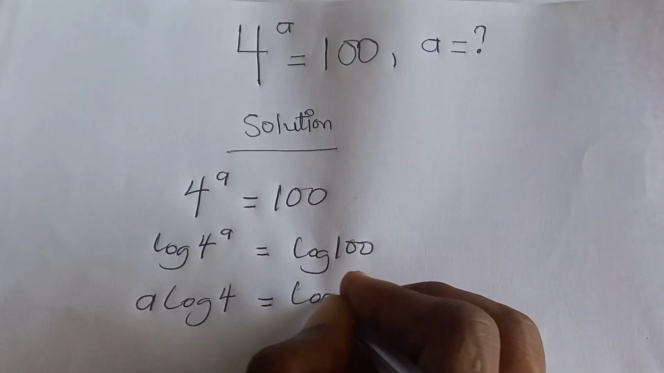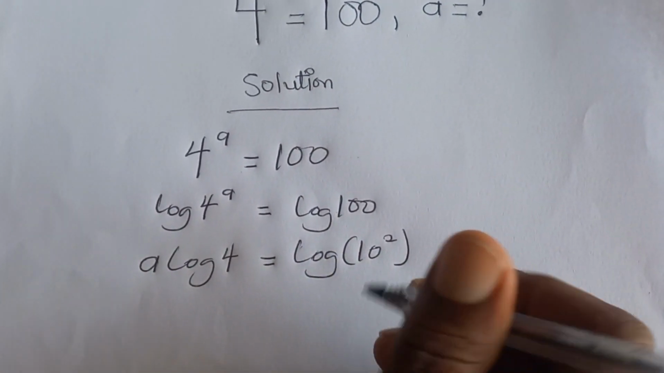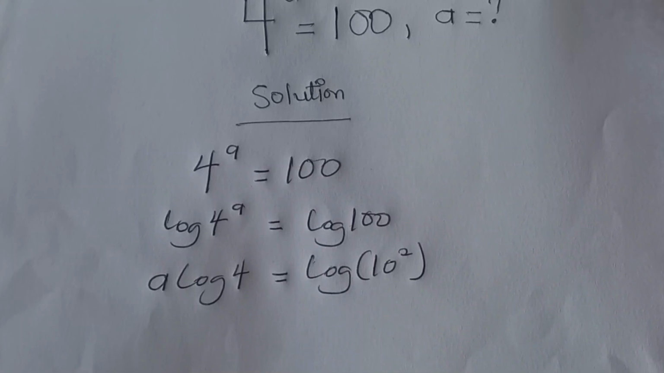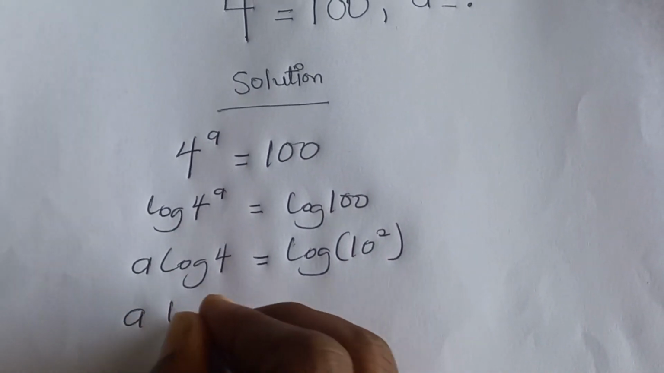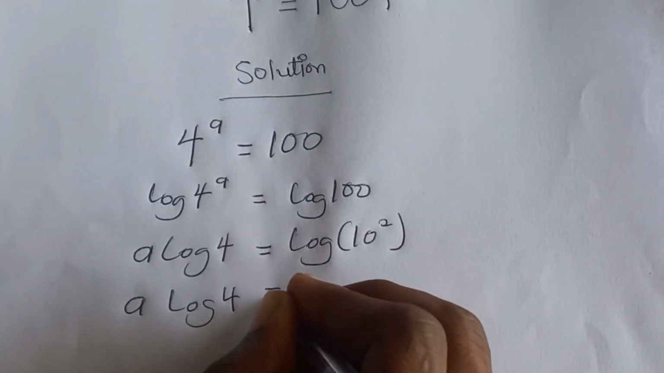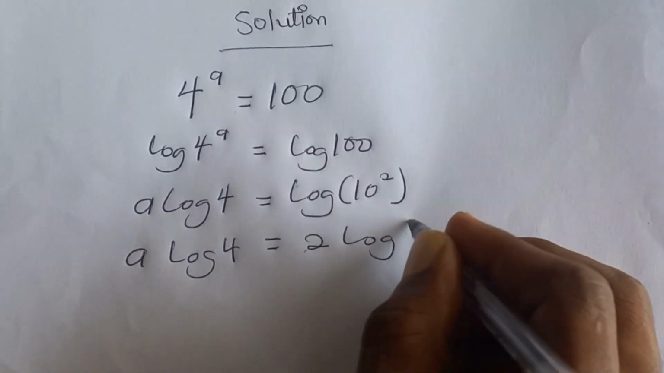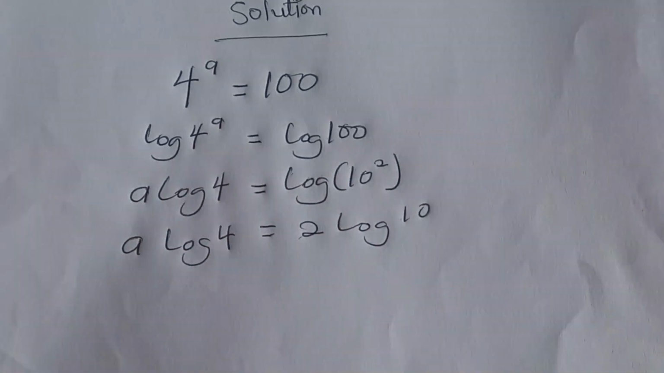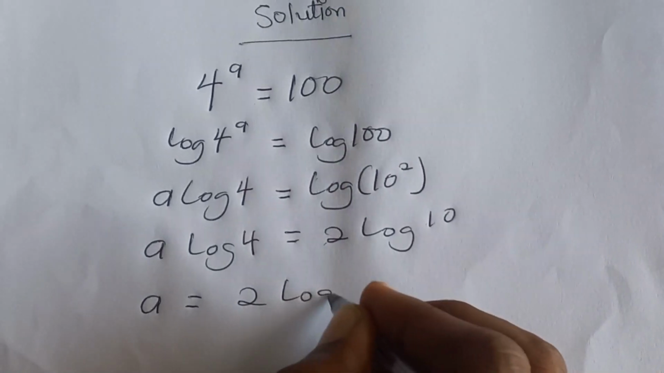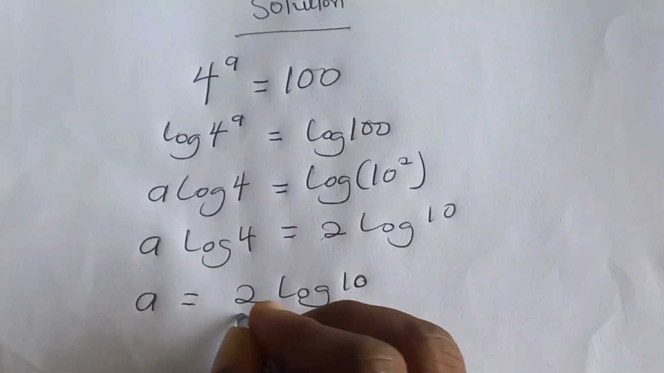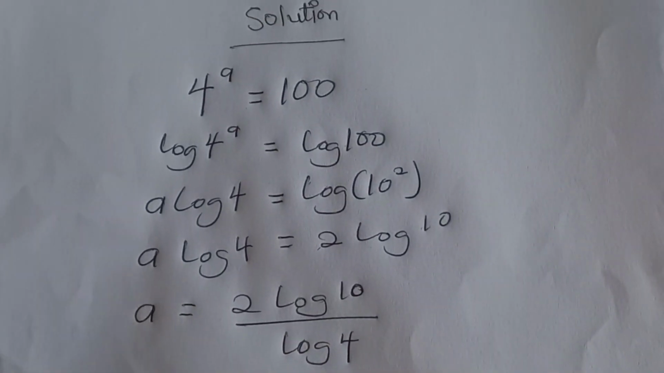Now this log 100 we can express as log into bracket 10 squared. Now we divide both sides by 2, or you can further simplify this, which is a log 4 is equal to 2 log 10. Now a is equal to 2 log 10 on log 4.